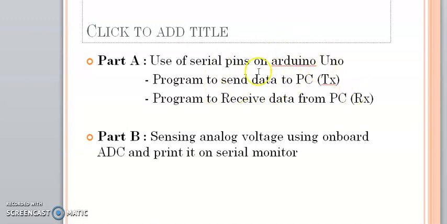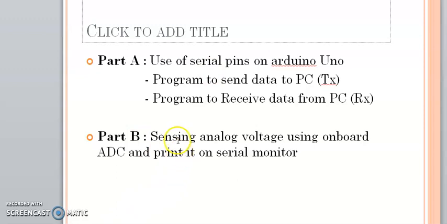Similarly, these two pins are very important while connecting peripherals like GPS, GSM, Bluetooth, and Wi-Fi devices. We will see the use of those devices later on. So now we will continue with part B.